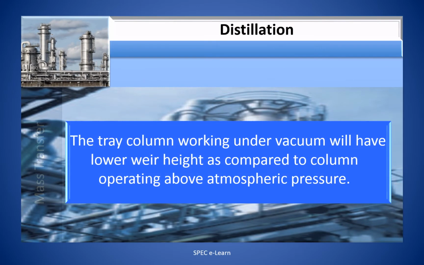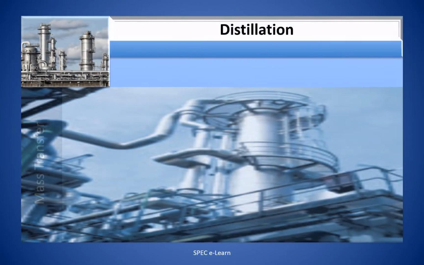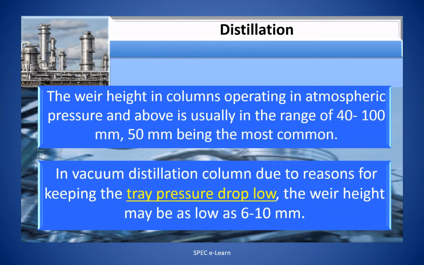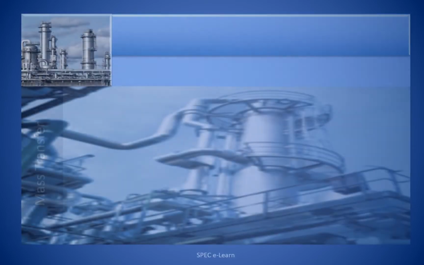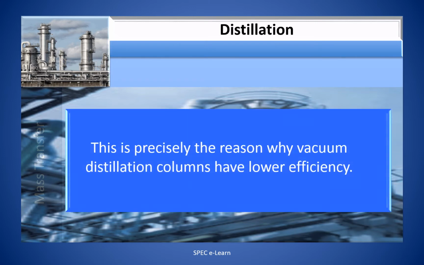The tray column working under vacuum will have lower weir height as compared to column operating above atmospheric pressure. The weir height in columns operating in atmospheric pressure and above is usually in the range of 40 to 100 mm, with 50 mm being the most common. In vacuum distillation column, due to reasons for keeping the tray pressure drop low, the weir height may be as low as 6 to 10 mm. This is precisely the reason why vacuum distillation columns have lower efficiency.